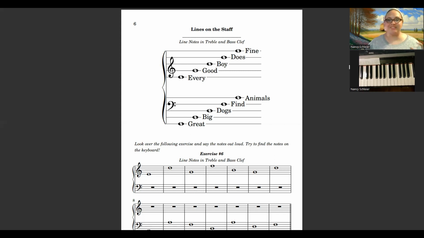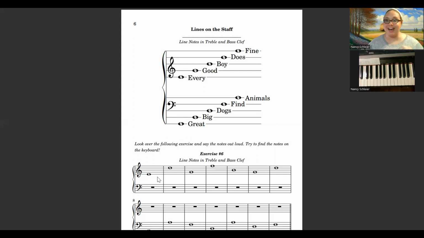The lines on the bass clef are great big dogs find animals. Again, this is another one where there are many different iterations of it. I have heard great big dogs fight animals. I have heard good burritos don't fall apart. Great big dragons fly away. Good birds don't fly away. Any and all of that is, again, very valid. These are simply the ones that I use in my own teaching. If you use different ones, that is absolutely valid, as long as it's teaching the G, B, D, F, A for the bass clef.